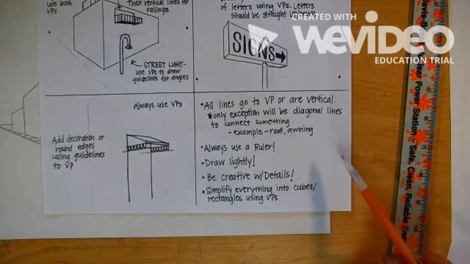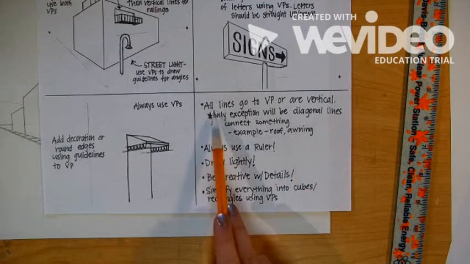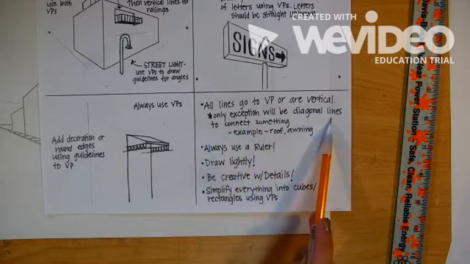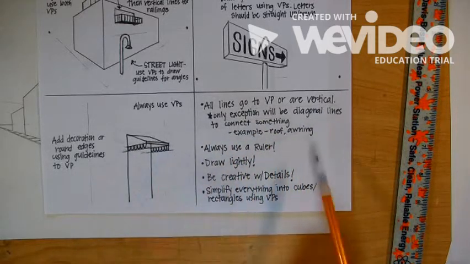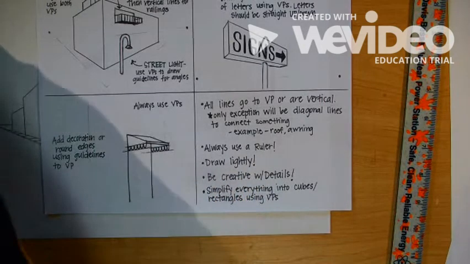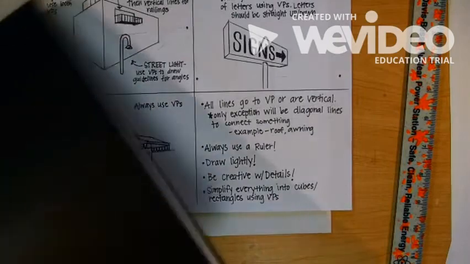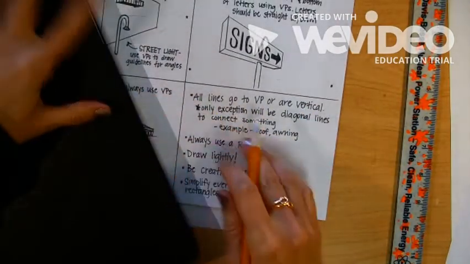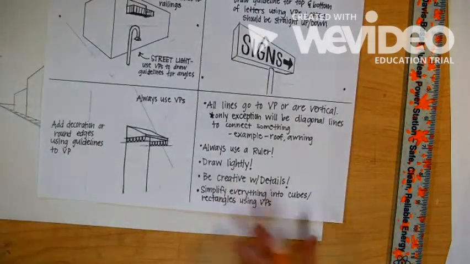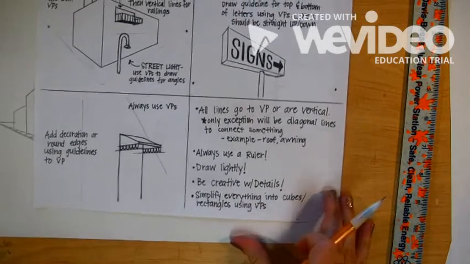So a couple quick reminders. As I've said a bunch of times, all the lines either go to the vanishing point or they're vertical. Only exception is diagonal lines, so that's something like this. You always use a ruler. Again, like I said, if you don't have a ruler, grab the edge of a folder or your sketchbook and you can use that to draw a straight line. It doesn't need to be a ruler. So something that has a straight edge to it will do the exact same thing as a ruler will do.